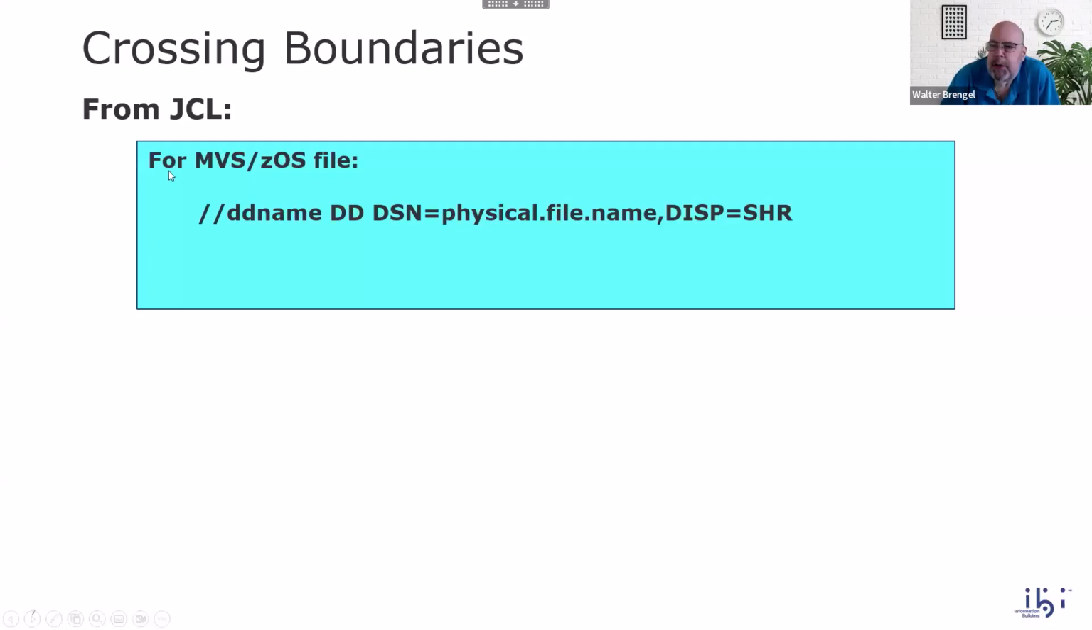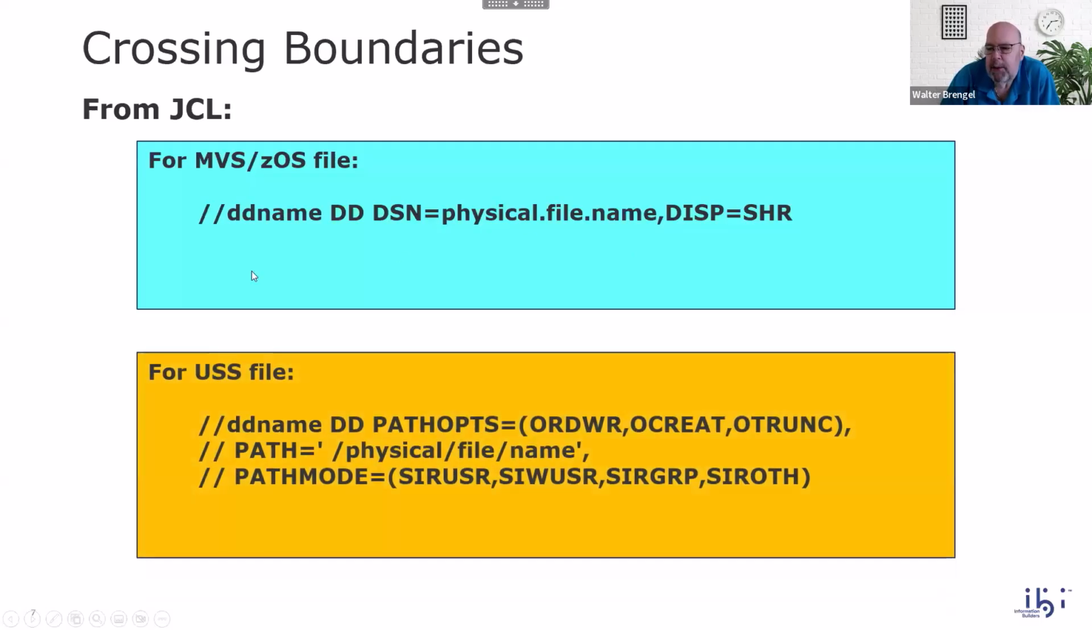So if you're going to an MVS dataset in JCL, it's just your standard DD card, DD DSN equals name, and then your disposition. But if you're going to USS, you no longer have a DSN, you have a path, and the path includes the name. And then you have all sorts of options you can add. So in here we have path ops.